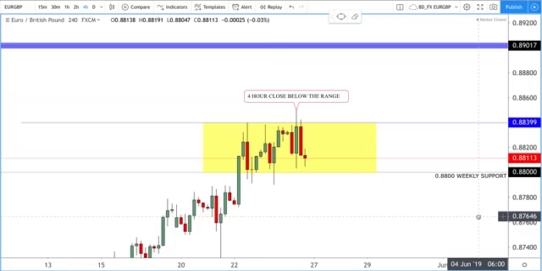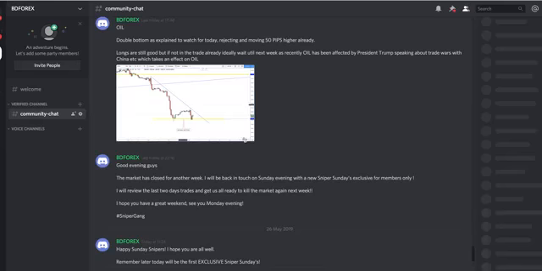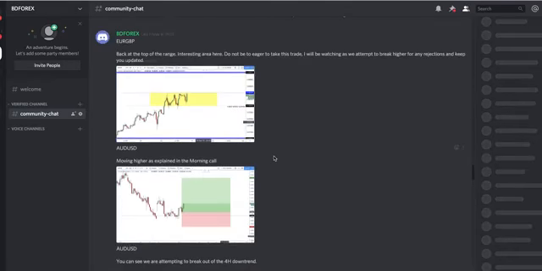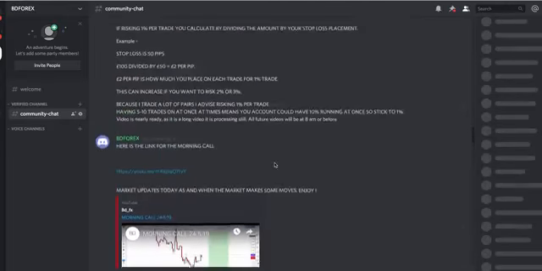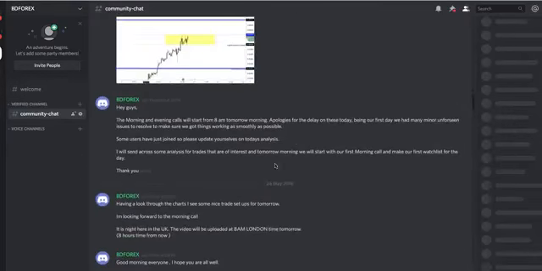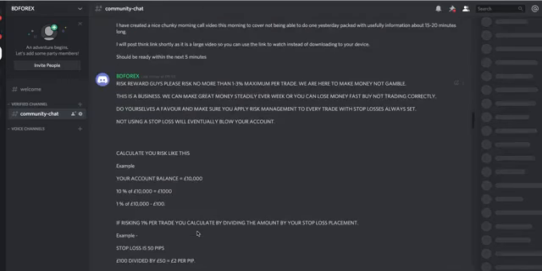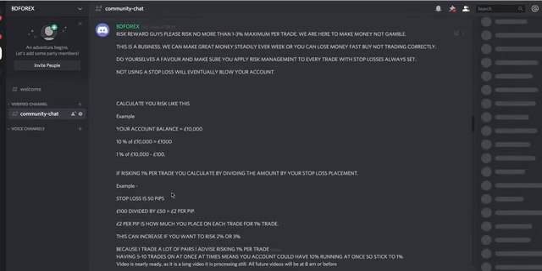I've done a breakdown in the chat about that. Let's just have a look. In the chat, I will put in educational posts along the way in places. There is somewhere along here an educational post. Here you can see the risk reward breakdown.